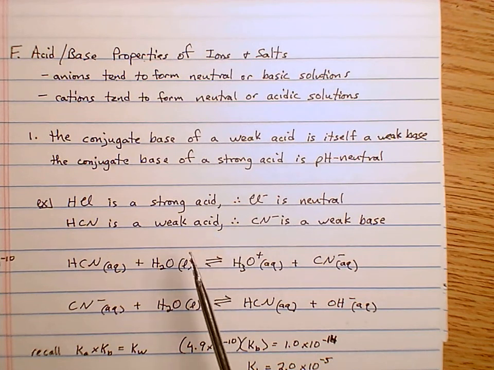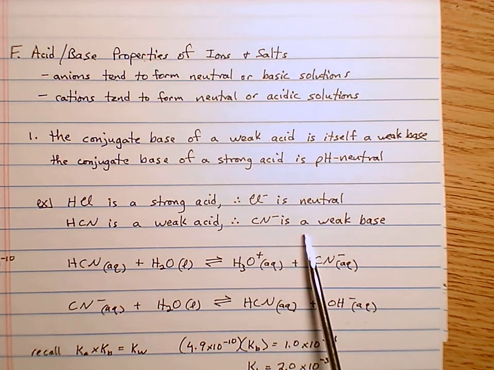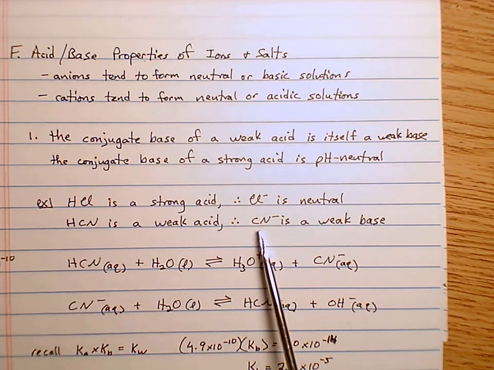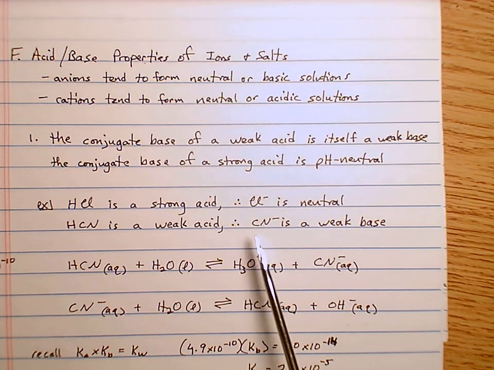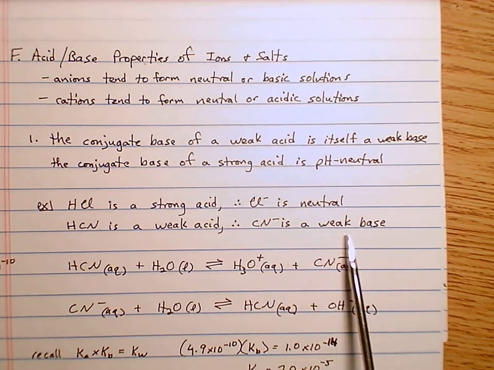HCN is a weak acid, therefore anytime you see cyanide ion in solution, you know it is a weak base, because the Bronsted definition of a base is a proton acceptor. If this accepted a proton, it would be HCN, which is a weak acid, and the conjugate base of a weak acid is a weak base.